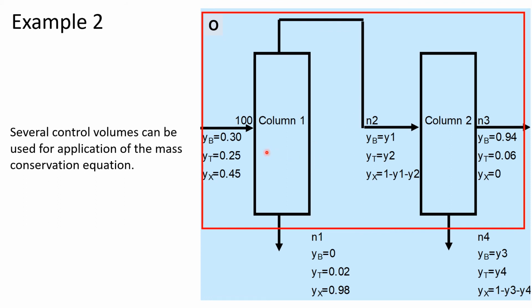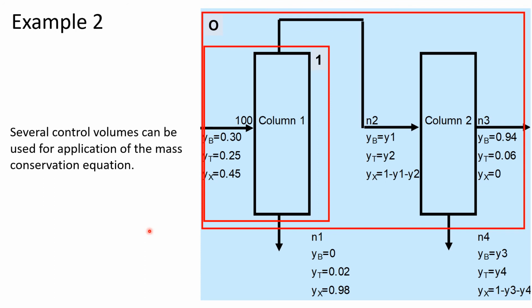If we look at this control volume and the streams that pass across it, we find that the feed to the first column passes across the boundary. The bottom product from the first column passes across it, the bottom from the second, as well as the top from the second. However, the top stream from the first column does not cross the boundary of this overall control volume. Consequently, we don't need to know the flow or the composition of that stream when we write mass balances for this control volume. We just need to know the flows and compositions for those streams that do pass across the boundary of this control volume.